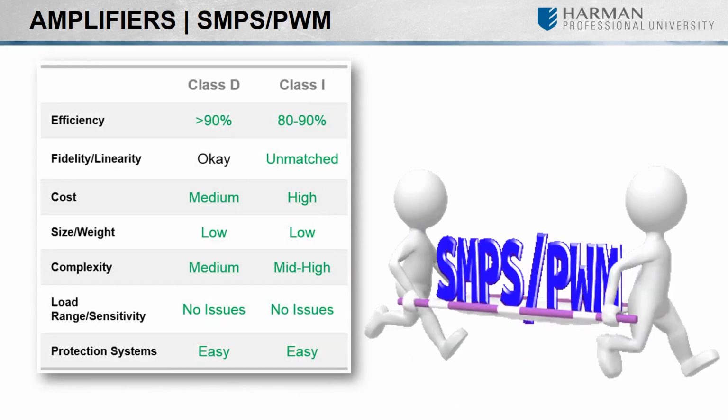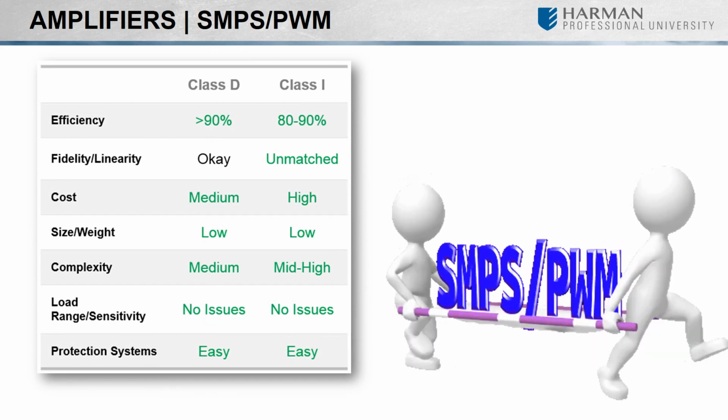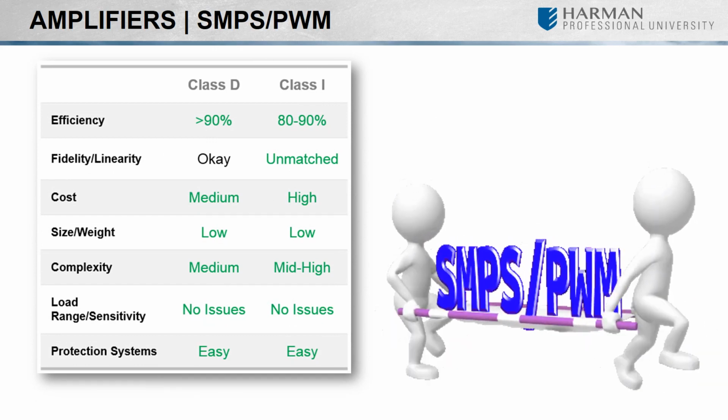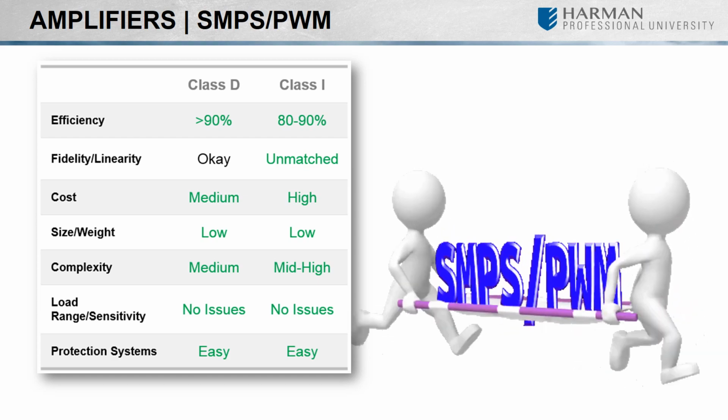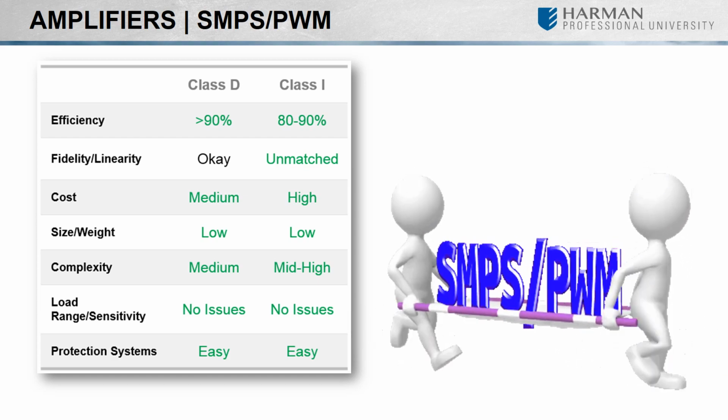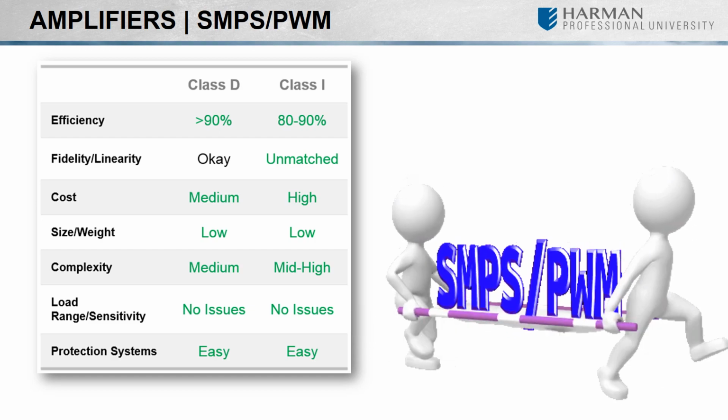These classes resolve the thermal and protection issues found with the linear power supplies while cutting down on size and weight, making it easier to fit multiple channels into a small form factor. And Class I amplifiers deliver excellent fidelity.